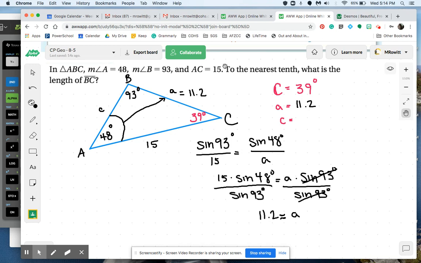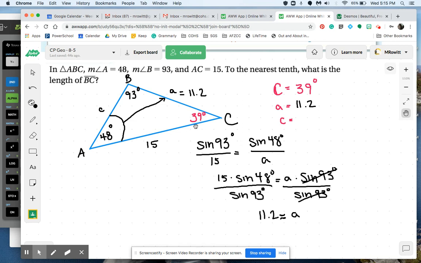Since we're rounding, if you end up using that 11.2 and 48 degrees, your answer might be slightly different than someone doing it the other way, but it's only because you're not using the full decimal and you're truncating it at some point. It's the only reason why the answer is a tiny bit different. But again, remember, you cannot use the Pythagorean theorem. That is only for right triangles.